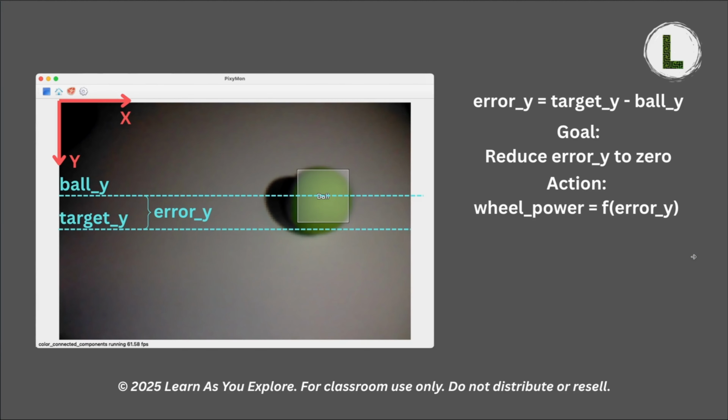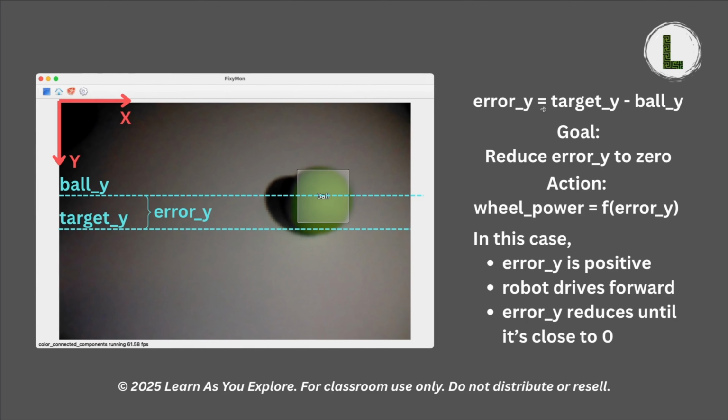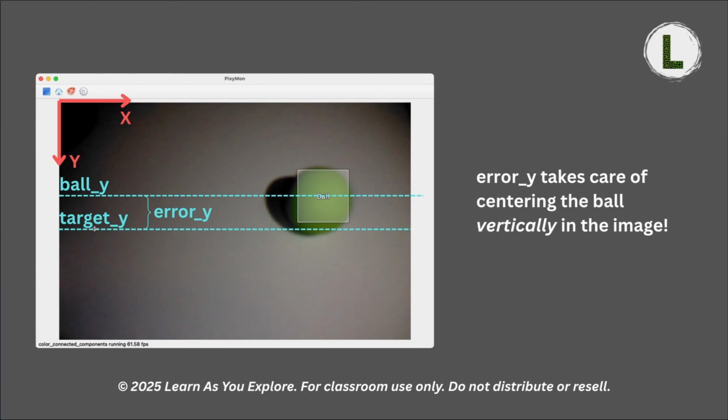Now let's take a different case. In this case, target Y has a greater value than ball Y, and so error, which is target minus ball, is going to give us a positive value, and when error is positive, the robot drives forward because the wheel power is a function of the error Y value. As the robot drives forward, the ball moves backward in the image, and that causes ball Y to get closer and closer to target Y, making the error 0 eventually. So from this, our main takeaway here is that error Y takes care of centering the ball vertically in the image.